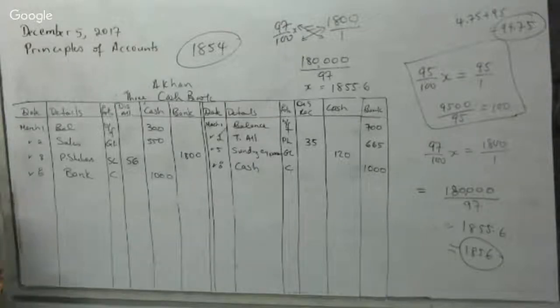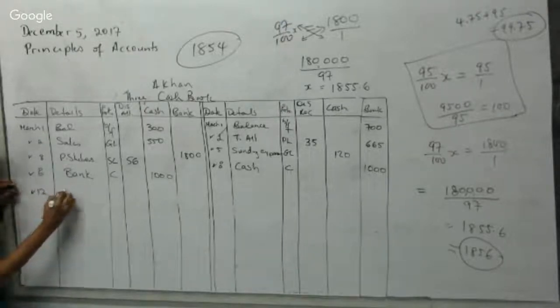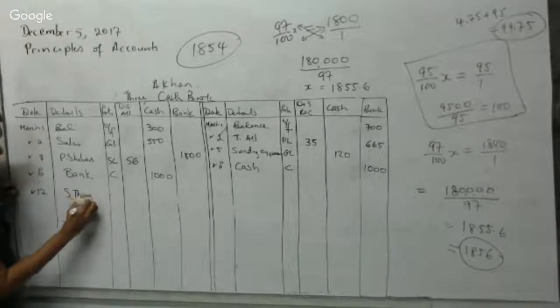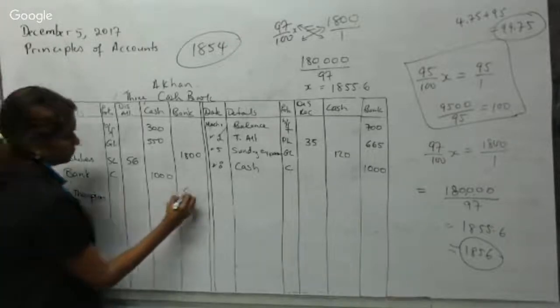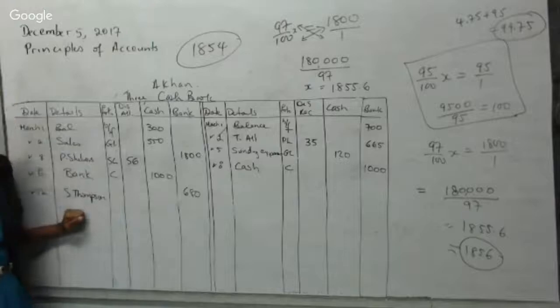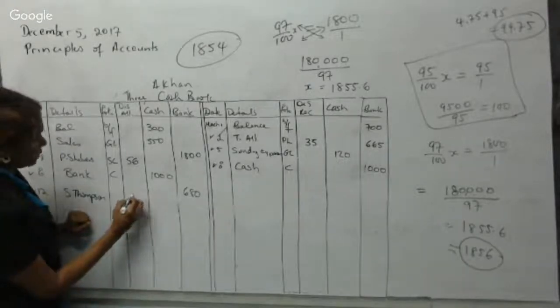All right, what comes after the 8th? March 12th, received a check for $680 from S. Thompson. So we debit that, debit bank. And for settlement purposes, sold for 700, so there's a discount of $20.